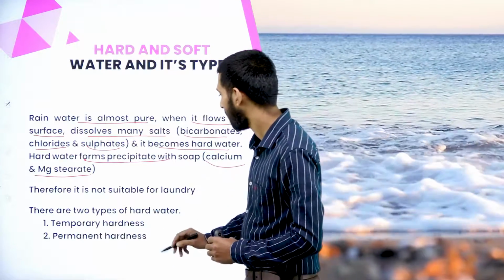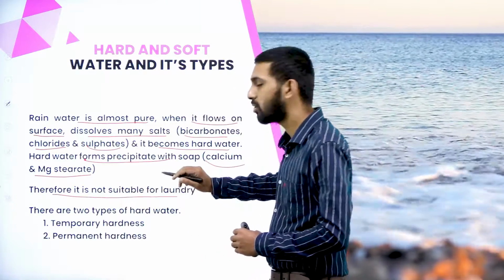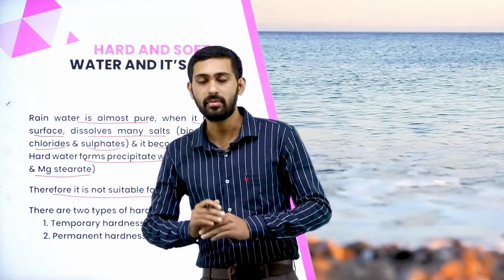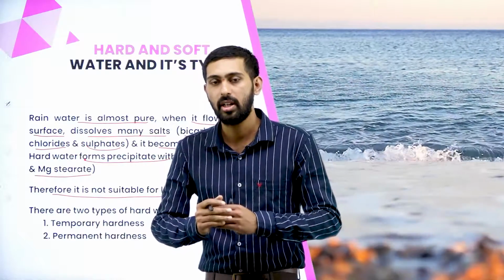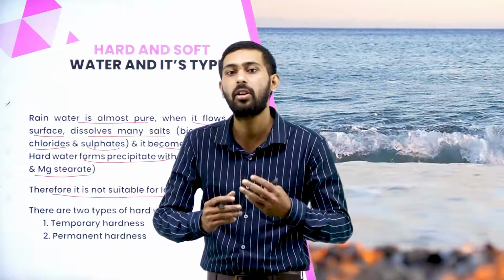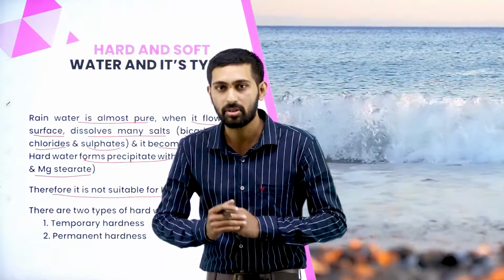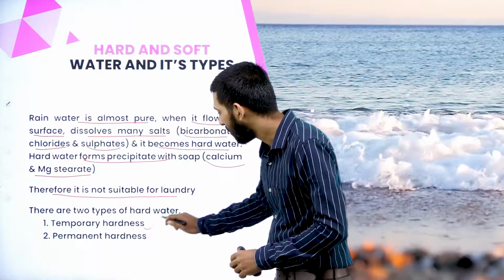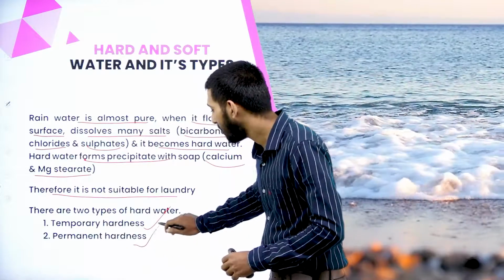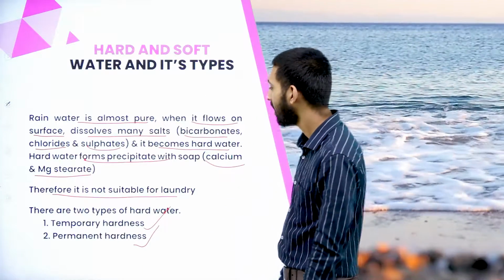Next, hard water is not suitable for laundry. Means if you are washing clothes using hard water, it is not suitable at all. Color will be gone in the clothes. So we should not use hard water for washing clothes. There are two different types of hard water: one is temporary hardness, another one is permanent hardness. Now let us study temporary hardness.